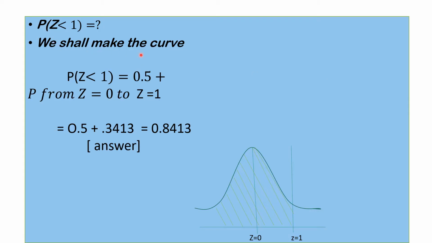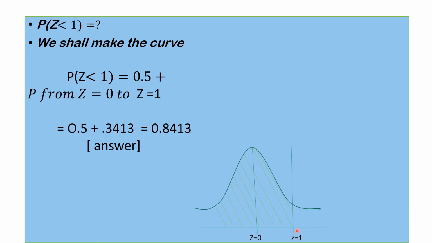Now we shall make this probability curve to calculate the probability of z less than 1. As I told you, this vertical line here means z is equal to 0. Now we make another straight vertical line demonstrating z is equal to 1. So we have to calculate the probability for z less than 1. Looking at this curve, what is the shaded area showing? This shaded area, all this part, is showing the probability of z less than 1.